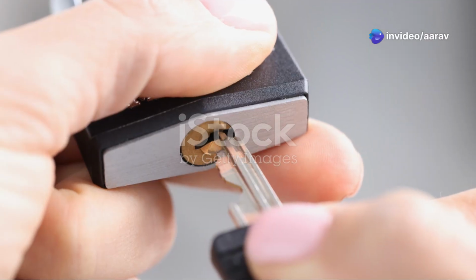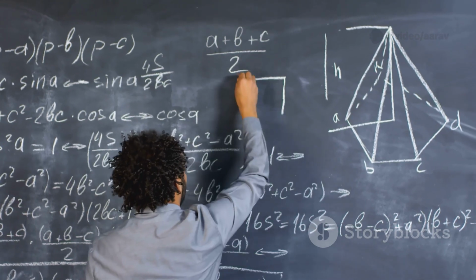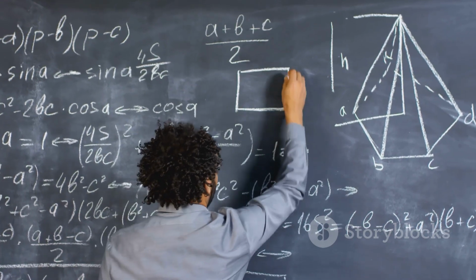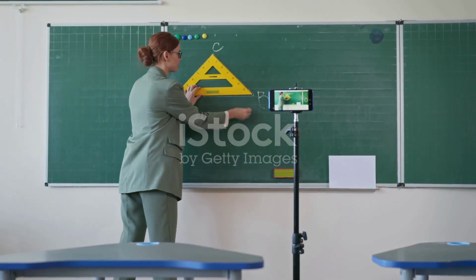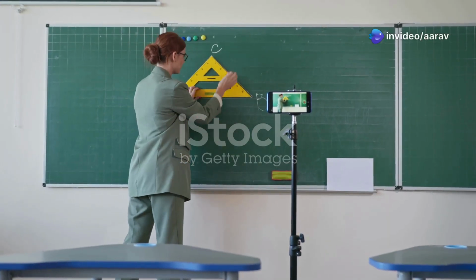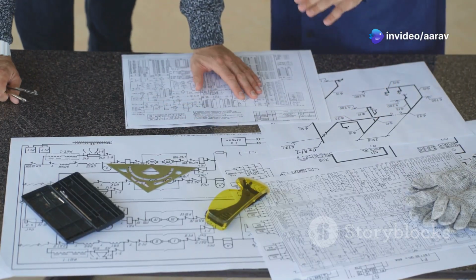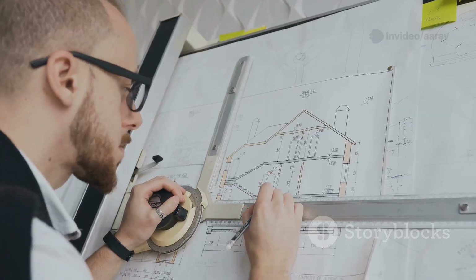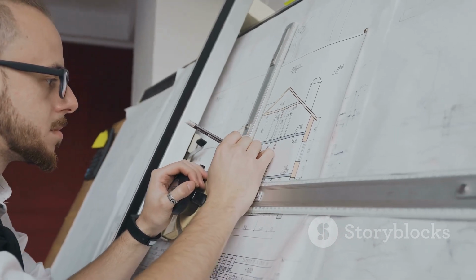Trigonometry is like a key that unlocks the secrets of triangles. It is a branch of mathematics that deals with the relationships between the sides and angles of triangles. Don't let the name scare you, it's all about understanding shapes. Trigonometry is used in various fields from architecture and engineering to music and video games. It helps us measure distances, calculate angles, and solve problems related to triangles.